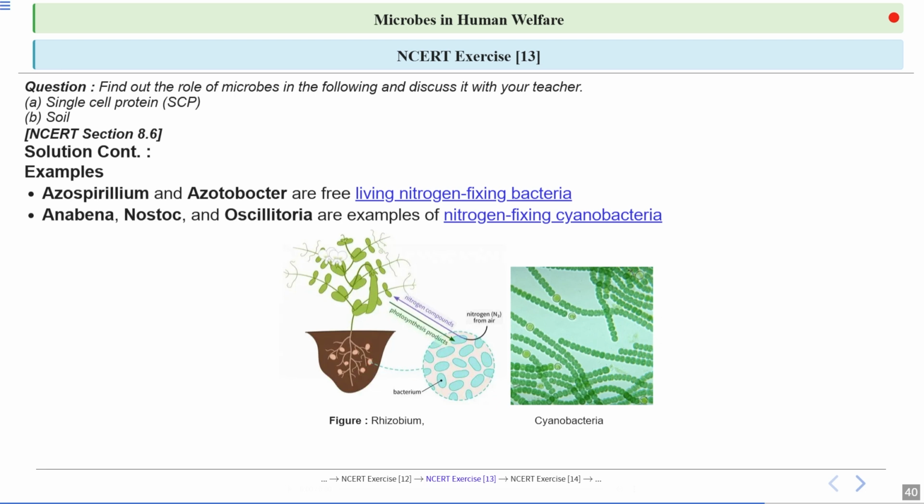Here you can see in this image Rhizobium and cyanobacteria. Rhizobium forms an association with the roots of the leguminous plant. Clear? And they are involved in atmospheric nitrogen fixation.